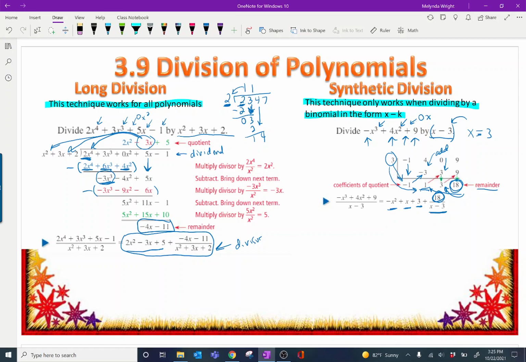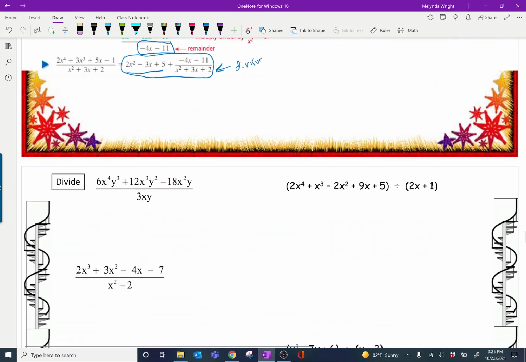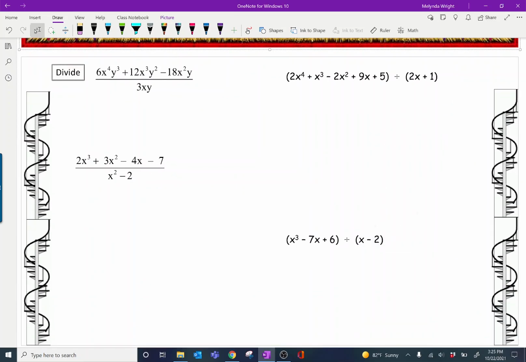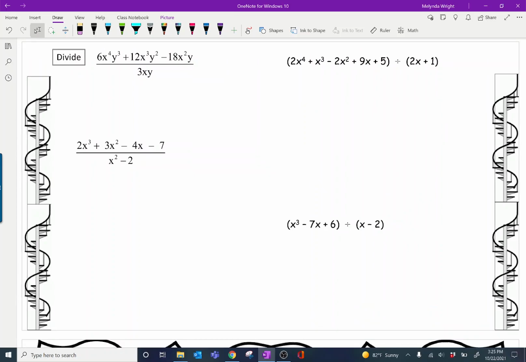All right, so let's move on to some examples and let's practice that. So the very first example, actually, I know you're like, oh my gosh, that looks crazy. Well, I'm actually going to do the first example a little bit differently. I'm not going to use long division and I'm not going to use synthetic division. I'm going to do something that only works when I'm dividing by a monomial. Okay, this technique only works when dividing by a monomial.